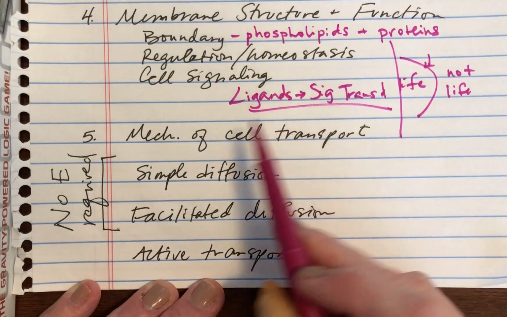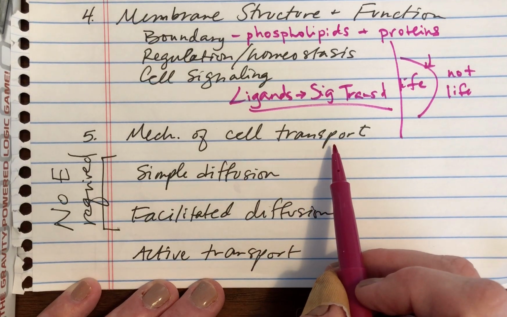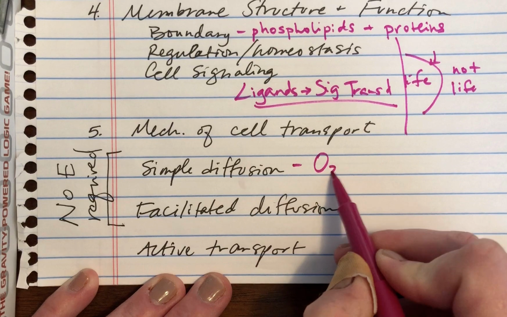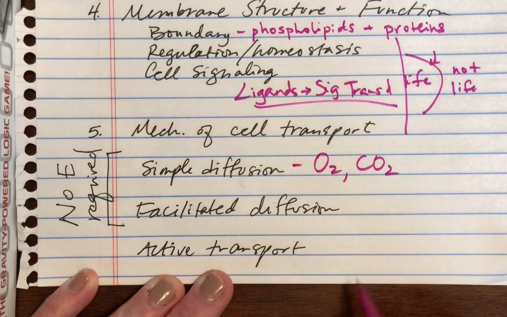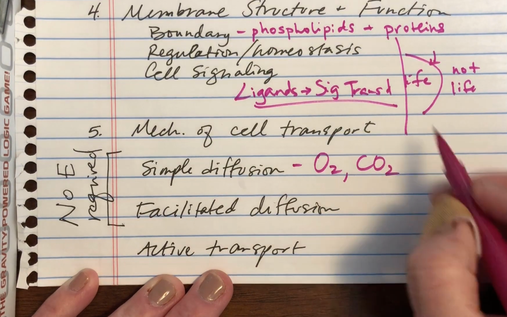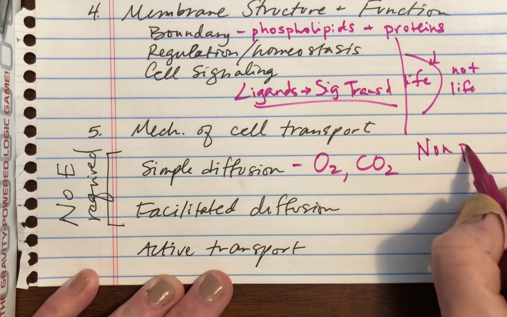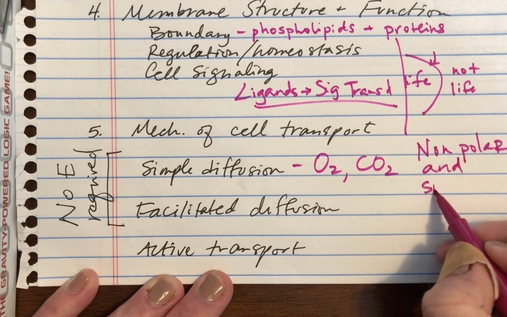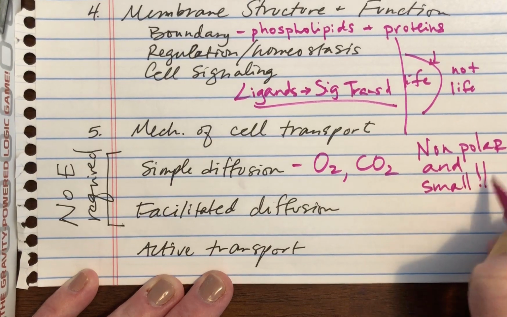Now, how do cells transport stuff across membranes? Well, the easiest is simple diffusion. This is going to be with things like O2, CO2. What do they have in common? They are non-polar. And, boys and girls, you got it, small.